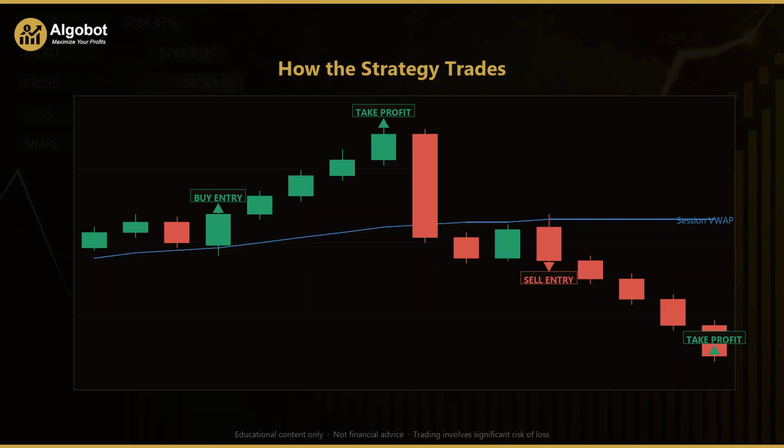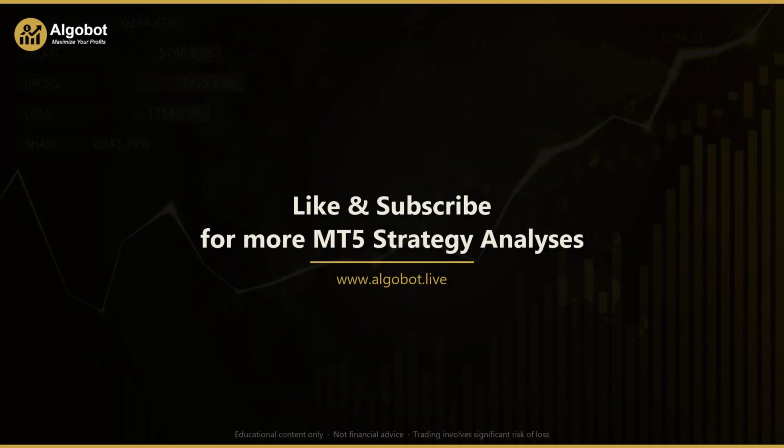That symmetry, long above the line and short below it, is the entire personality of this strategy. It doesn't predict, it reacts, and it only commits once the line has been tested and the candle has confirmed. And that brings us to the end of our breakdown of the VWAP Pullback Engulfing Expert Advisor. We covered how it anchors a fresh VWAP to each session, how it waits for a pullback into that line within an established trend, and how an engulfing candle confirms the entry, with structural stops and a fixed reward to risk target managing every exit.